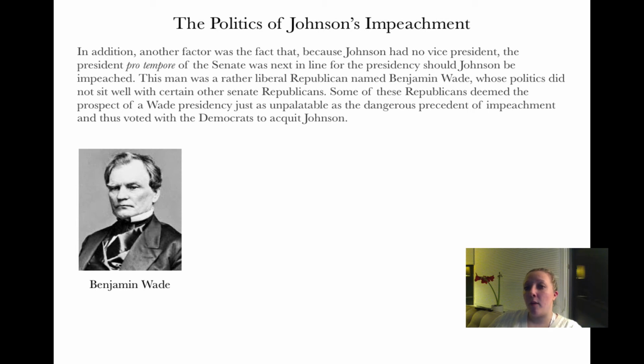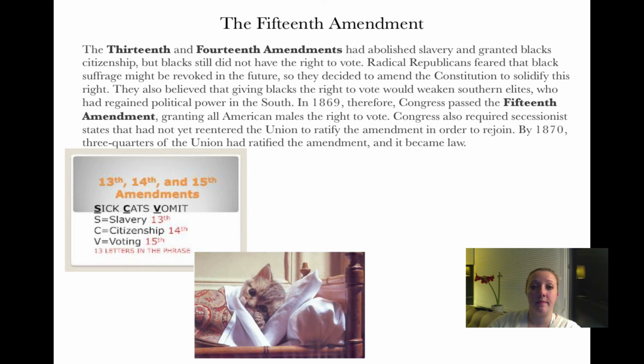This man was a rather liberal man named Benjamin Wade, and his politics did not actually sit well with other Senate Republicans. Some of them thought that having Wade in office would be just as unbelievable and ridiculous as the precedent that the impeachment of Johnson proposed, and thus voted with the Democrats to acquit Johnson.